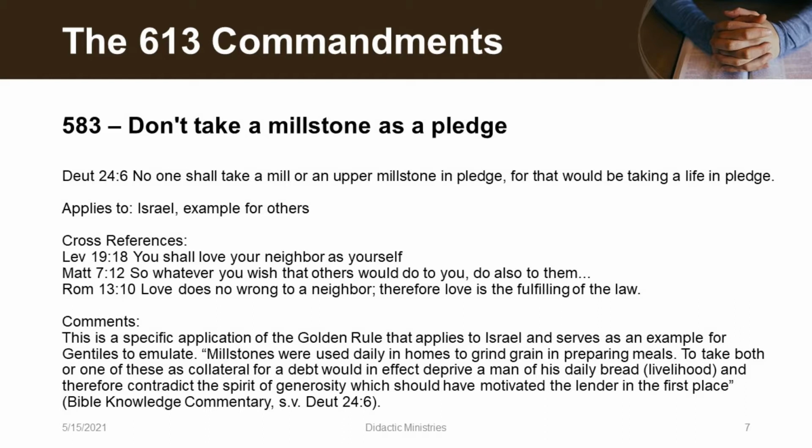In our modern world, this would be the same as demanding that a handyman pawn his tools and work van for a loan, or to demand that a restaurant owner pawn his tables, oven, and dishes for a loan. That would deprive him of his ability to earn a living and pay back the loan. Over and over again, we have seen in our study of the Torah that God was protecting the weak and vulnerable in society.